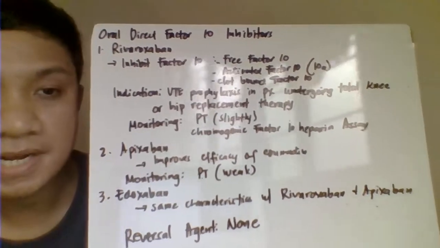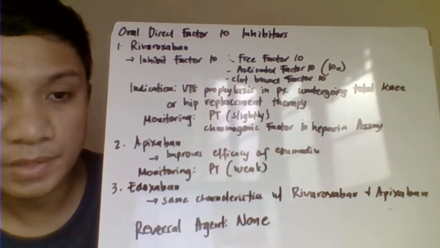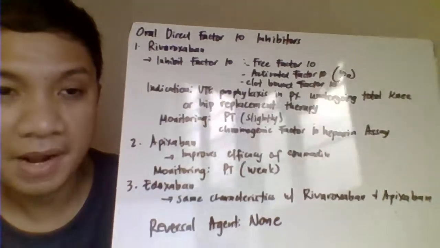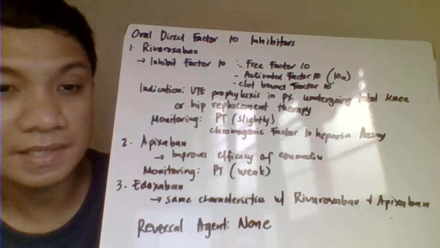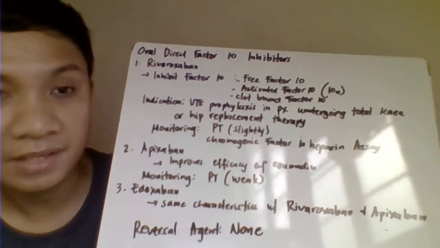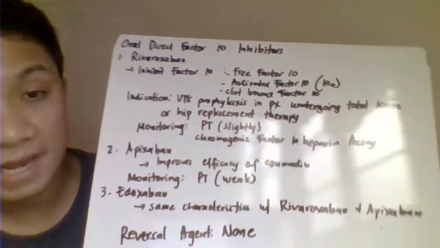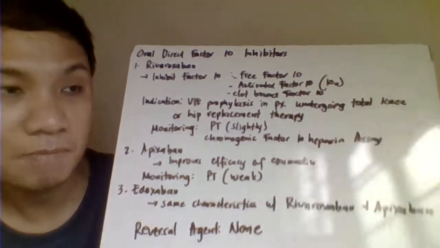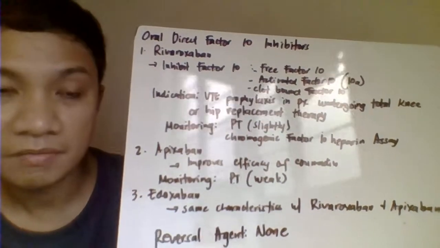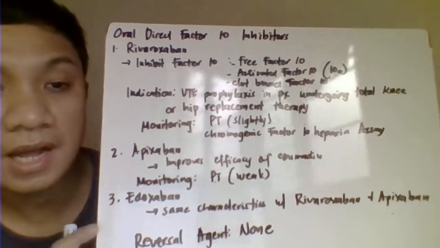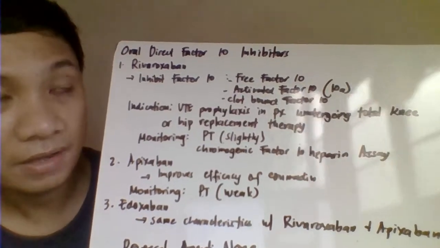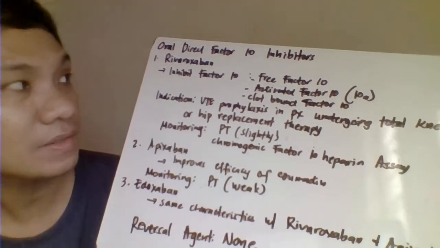Okay, then we have also here the drugs which try to inhibit the clotting process by our coagulation factors, basically by inhibiting the factor 10. So these are your oral direct factor 10 inhibitors. So from the word itself, this group is taken orally. Okay, the first one, we have your rivaroxaban.